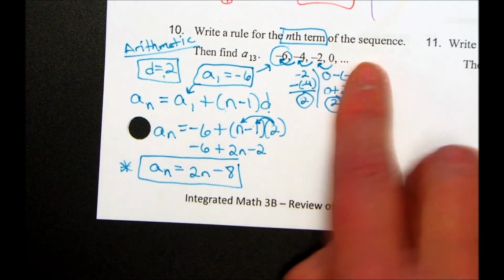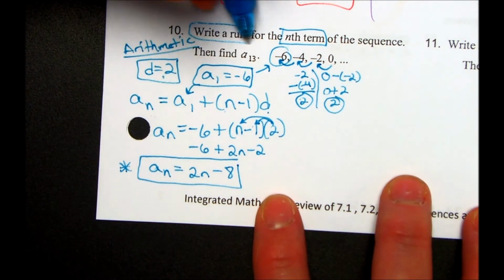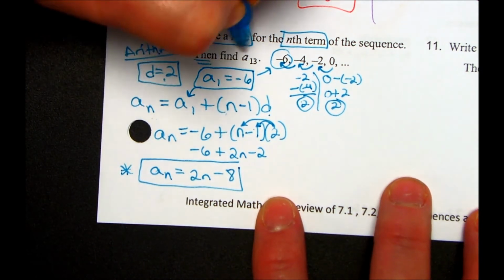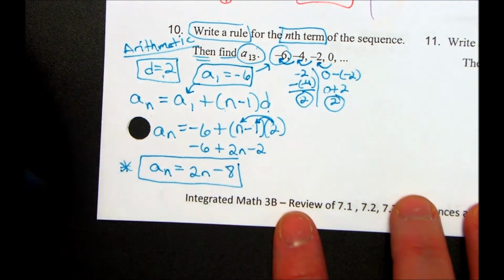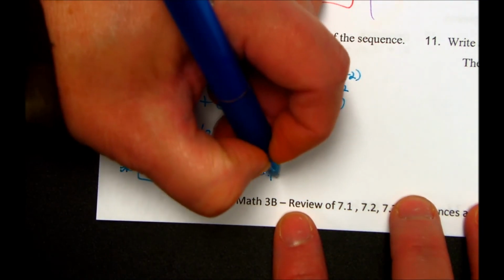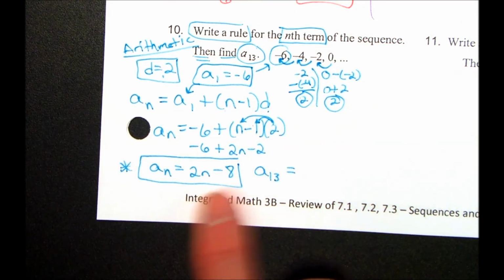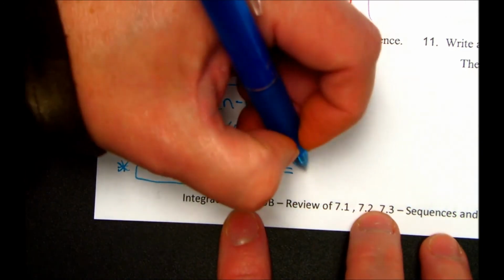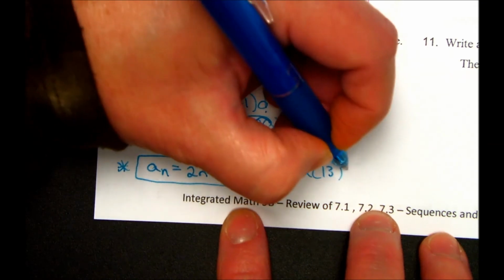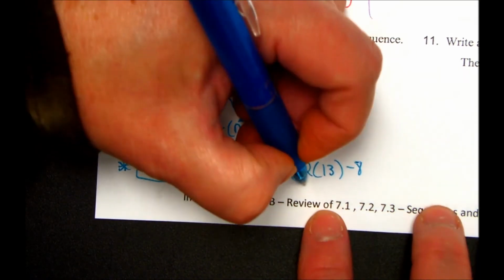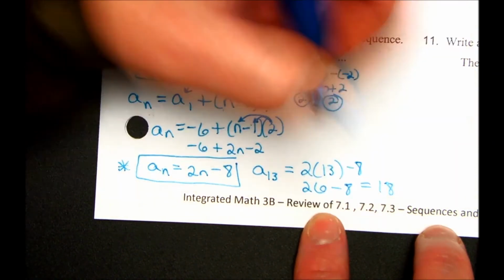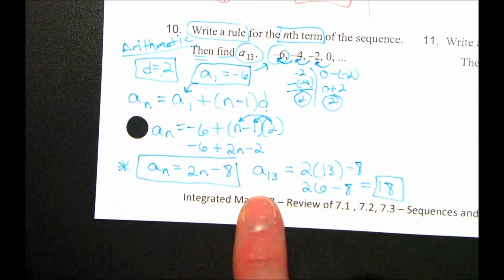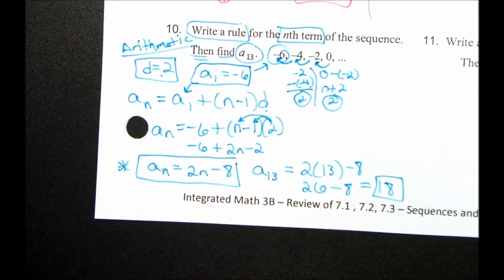But then, after it says write a rule, then find a sub 13. So we wrote the rule. Now we're supposed to use the rule to find the 13th term. So you're going to put 13 in place of n. So 2 times 13 is 26, minus 8 equals 18. So a sub 13 equals 18. So that's the second part.